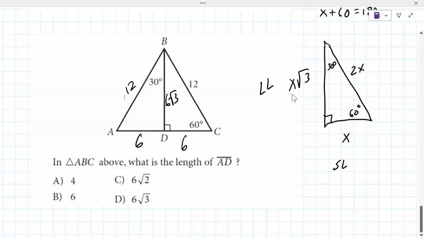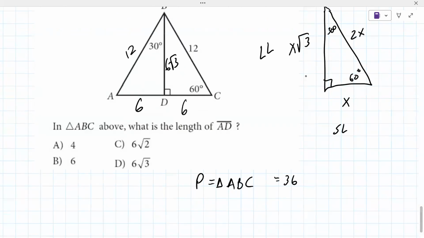So let's say now I wanted the perimeter of triangle ABC. What would you tell me? It'd be 36. Okay. And what if I wanted the area now? The area of triangle ABC. What would you say for that?